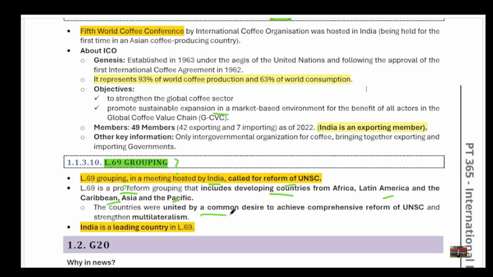The countries were united by a common desire to achieve comprehensive reform of the United Nations Security Council and strengthen multilateralism, right? So we know how the United Nations Security Council is mainly limited to the P5 member countries, right? The P5, permanent five member countries. Leave a comment with the names of the countries who are part of the P5, that is the permanent five member countries, right? So it will also help you in revision. So leave in the comment section which are the member countries of the P5. आप सबको बताना है ये, all right?